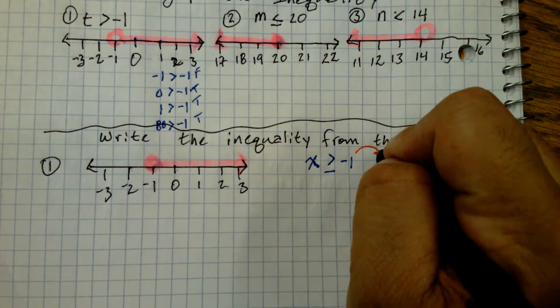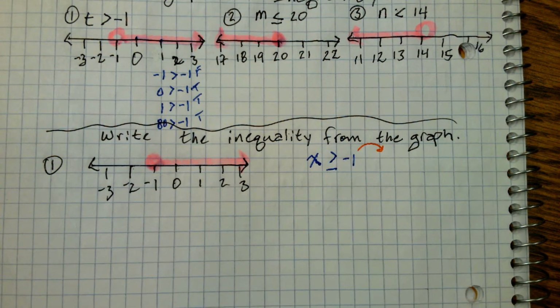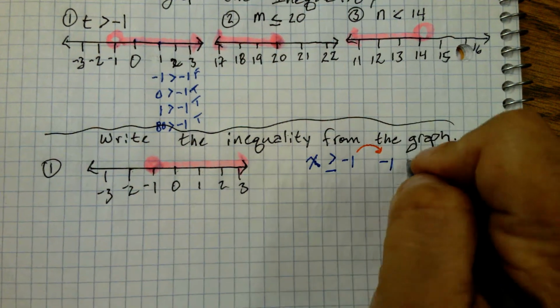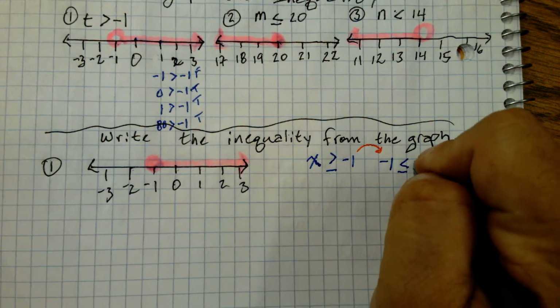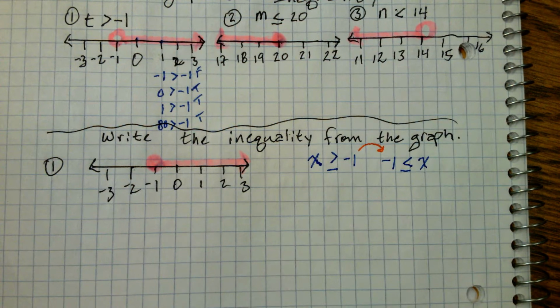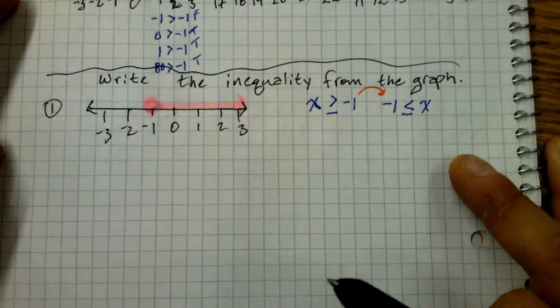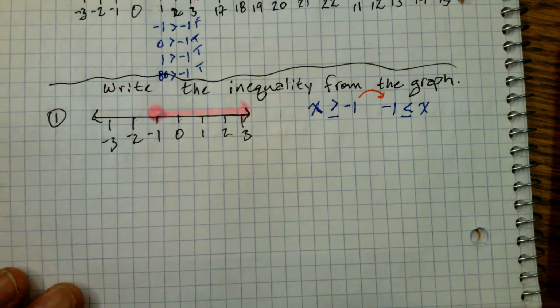What else? The other thing I want you to do, give this inequality a flip. Turn it over. How would I write it then? Let's see. -1 is going to go first. Less than or equal to x. So if I flip it over, either one of those is a correct answer. Okay? Any questions? Okay, let's do a couple more.